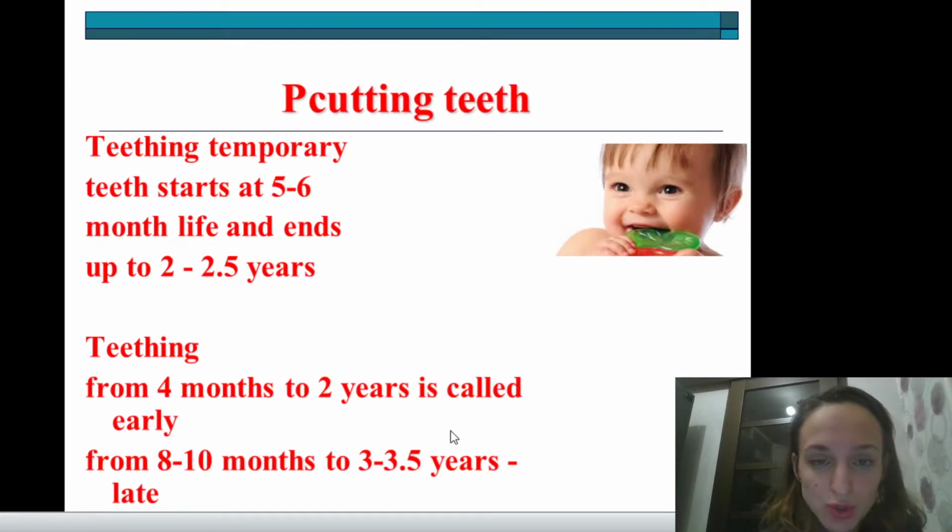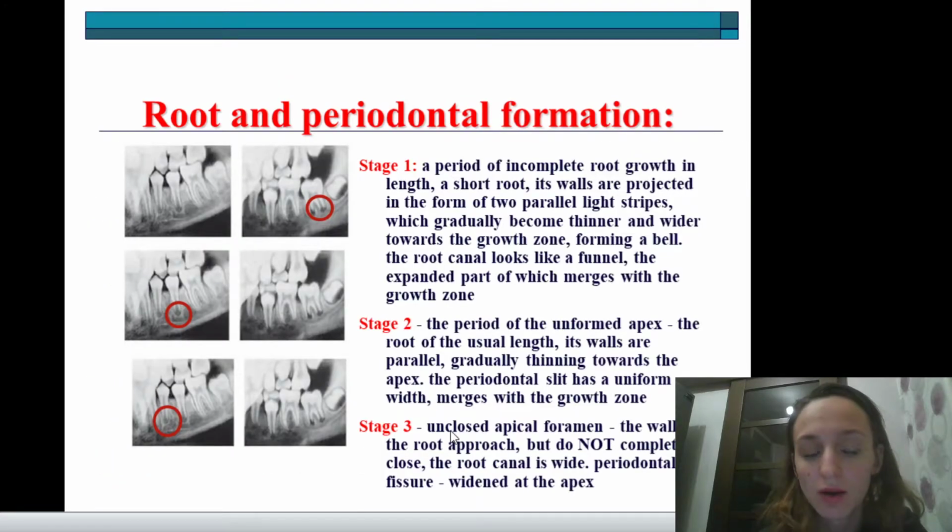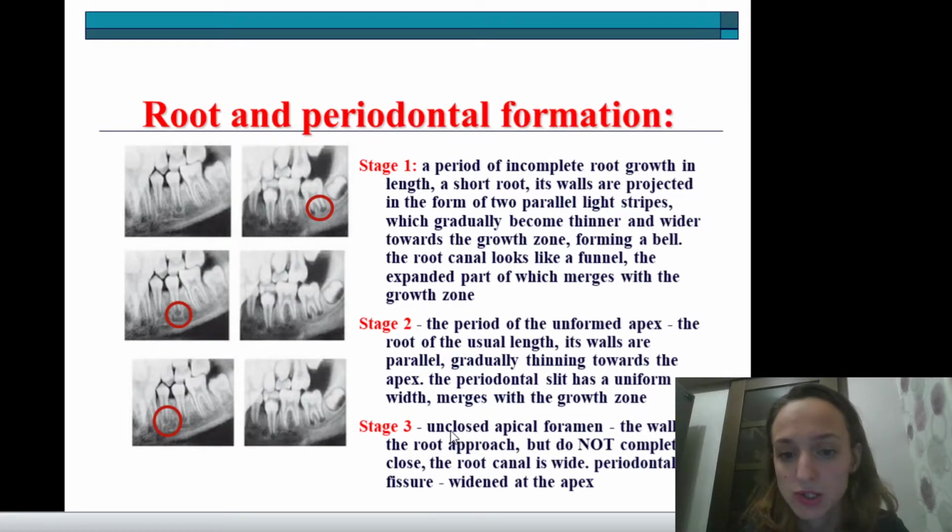Exfoliation begins from 2 to 3 years, after the deciduous root is completely formed. At this time, the root begins to resorb at its apical part, and resorption continues in the direction of the crown until the entire tooth is resorbed and the tooth is finally exfoliated. This is very necessary information about root and periodontal formation and its different stages. Please write this in your synopsis.